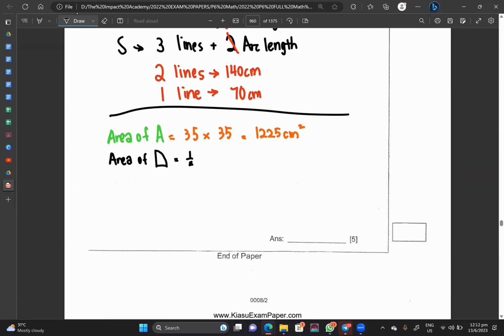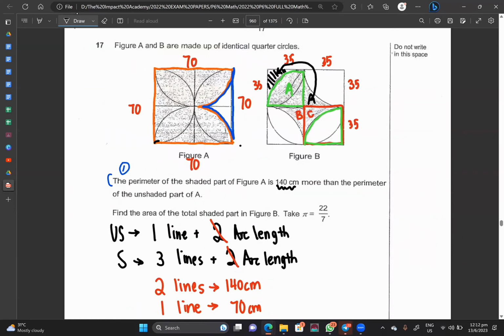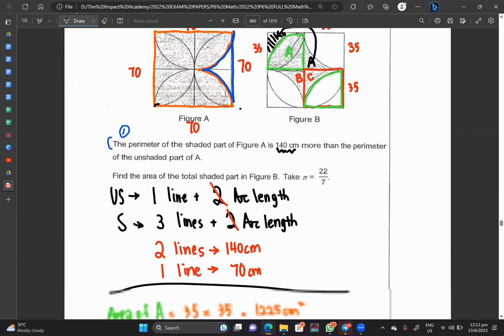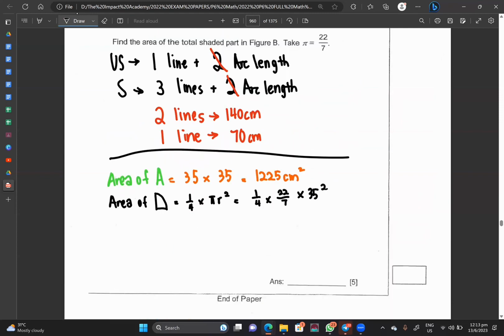The area of the quadrant is equal to 1 over 4 times pi r squared. So 1 over 4 times pi. What is pi? In the question, it tells me that pi is 22 over 7, times the radius. Let's go back to the quadrant. The radius is actually how much? 35. And then we will do 35 to the power of 2, or if you prefer to write 35 times 35, I'm perfectly okay with that. We get our answer of 962.5. So that is the quadrant.